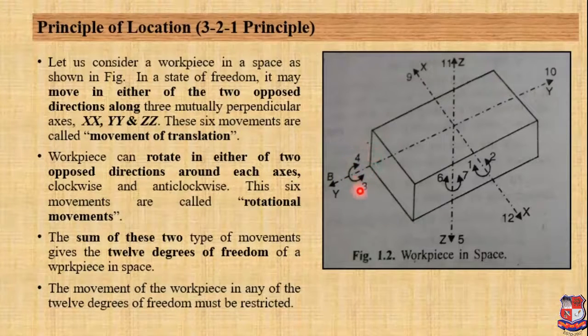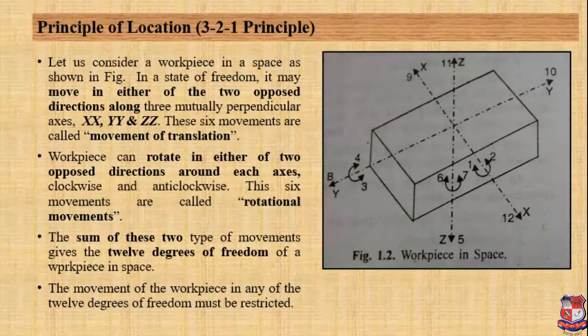Similarly, along the z-axis the workpiece can rotate in both directions, clockwise and anti-clockwise, and the numbers are given over here. You can see they are motion numbers 6 and 7. So the sum of these 2 types of movement, movements of translation and rotational movements: we have 6 movements of translation and 6 rotational movements. If you sum all these movements, it gives you 12 degrees of freedom of the workpiece in space. Okay, 12 degrees of freedom.